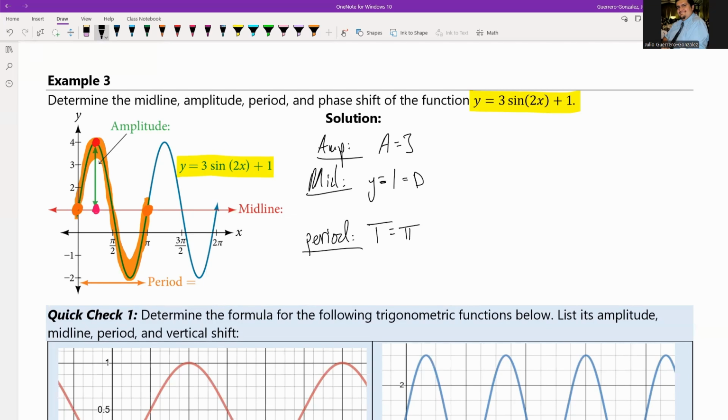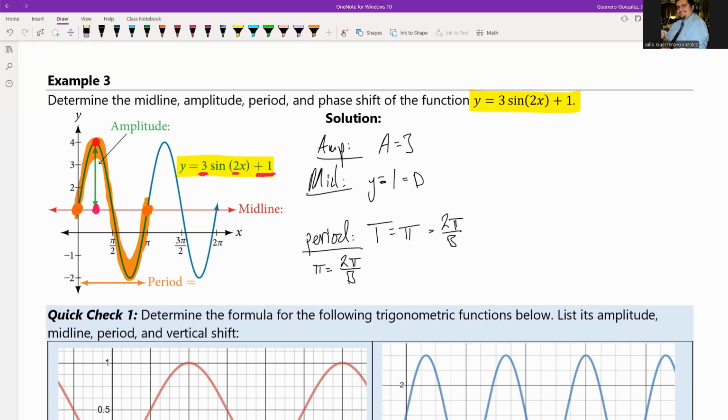Now, there's something else that we've got to do. I already explained the 3, that's your amplitude, and the plus 1. How do we get this 2? We know the formula for a period is 2 pi divided by b, from the previous page in our notes. We solved this out for b. So let me write it out over here: pi is equal to 2 pi over b.